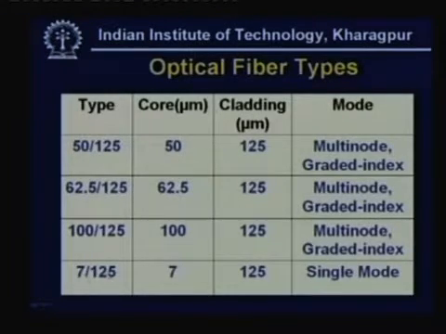And then 7 by 125. Here we see the core diameter is only 7 micron in case of single mode fiber or monomode fiber. And cladding diameter, as you can see, is the same for all the 4 cases.